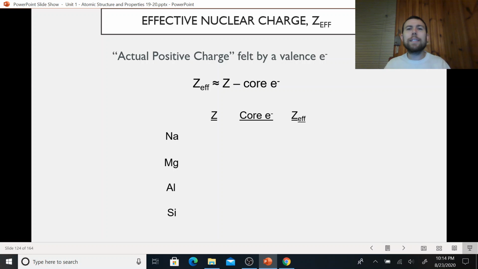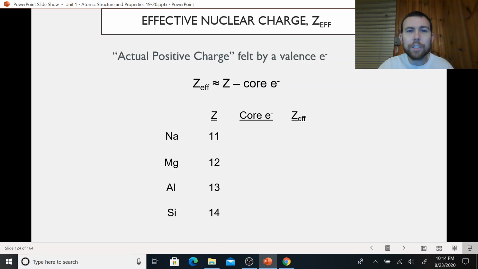Now, to calculate effective nuclear charge, or Zeff, we're going to take Z, which is the atomic number, and subtract the number of core electrons from that. Now, this is going to be an approximation. This is not actually how effective nuclear charge is calculated. This is an oversimplification, and I think I mentioned that previously in the video before.